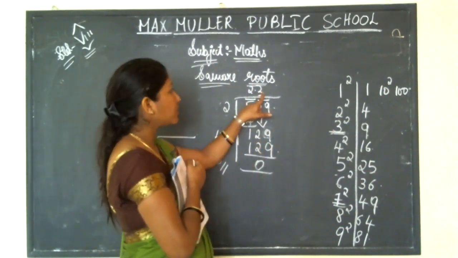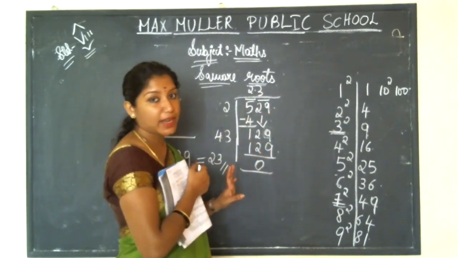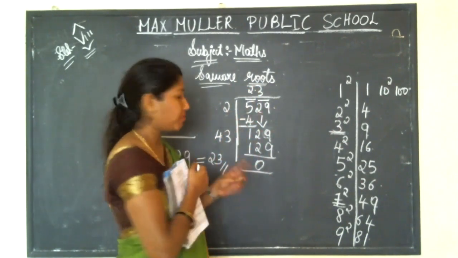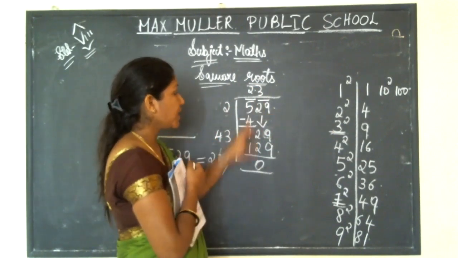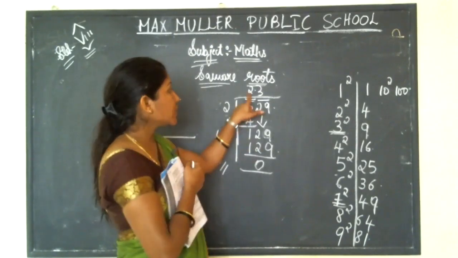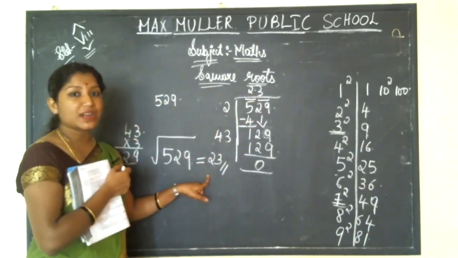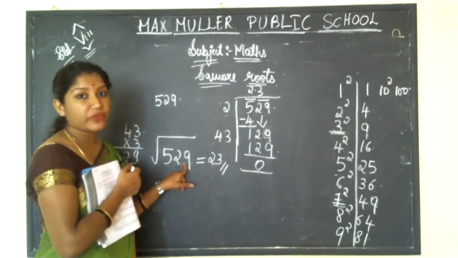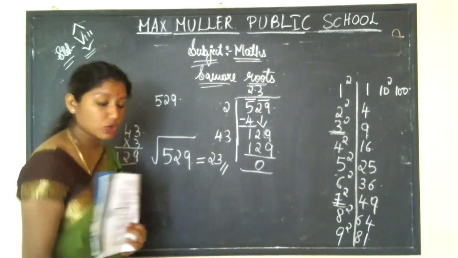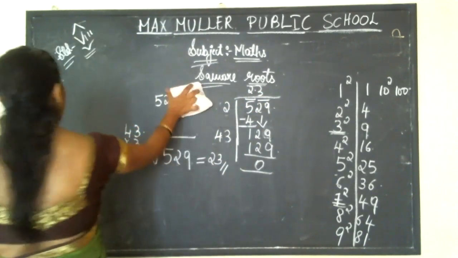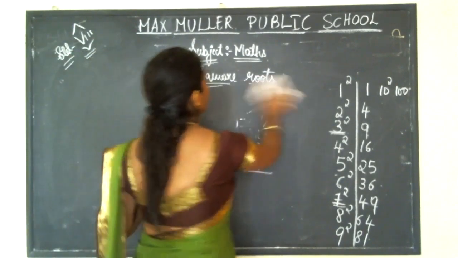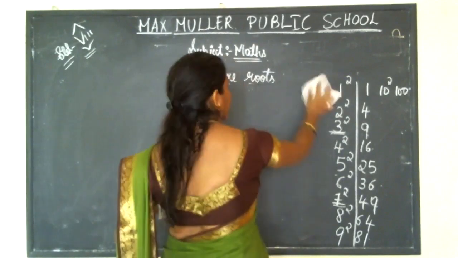So 43 into 3, if you do, you will get 129. 47 into 7, if you do, you will get a higher number. So 43 into 3, yes, of course, 129. So the remainder is 0. So 23 will be your square root. The square root of 529 is 23. We'll go to the next problem so you will understand better. Okay, students, next is the example problem given in your textbook.